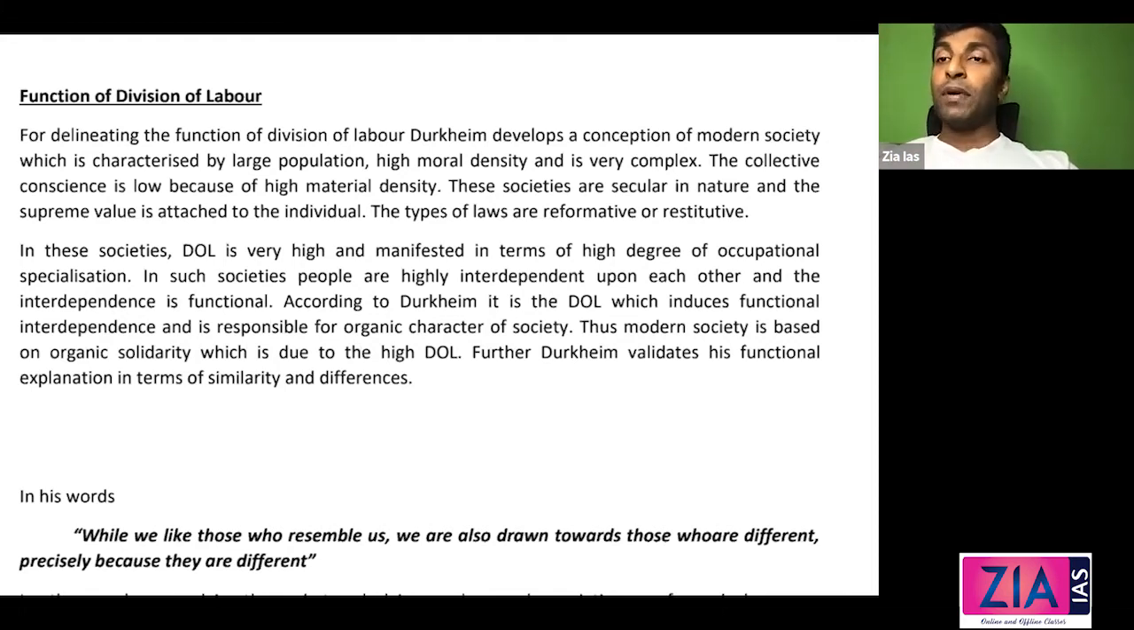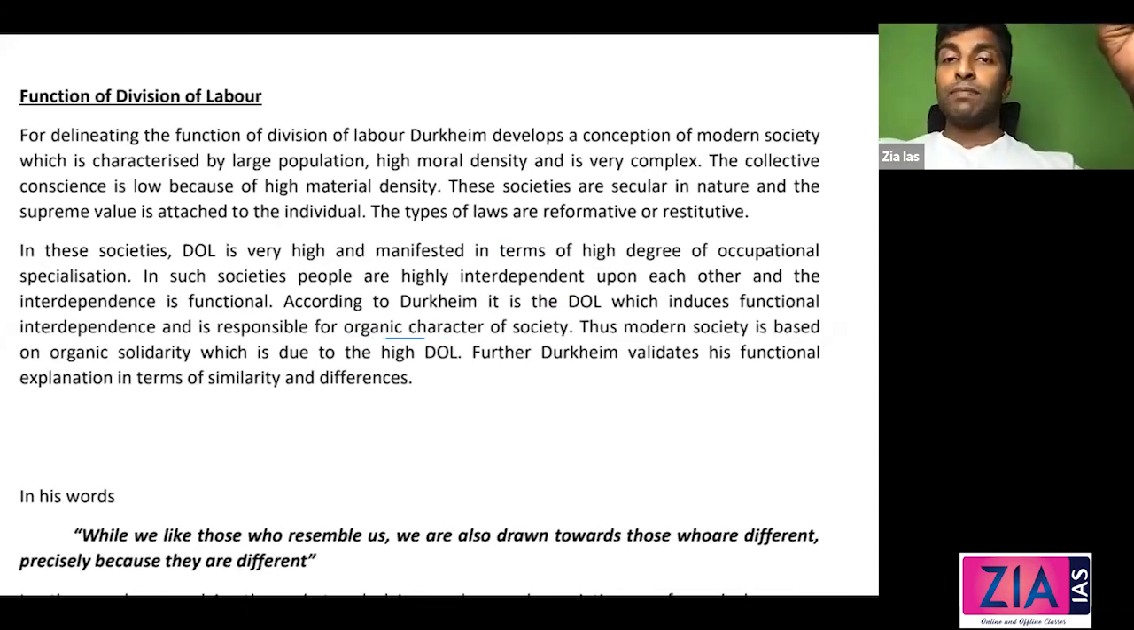In such societies, people are highly interdependent upon each other, and the interdependence is functional. So people are interdependent, and this interdependence is functional. Why? It integrates people. According to Durkheim, it is division of labor which induces functional interdependence and is responsible for the organic character of society. Just like organs in the body, how it is connected, people are connected because we need the other person to survive. Without a doctor, you cannot survive, right? Without a teacher, you cannot survive, you cannot learn. So we are connected with others for one reason or the other.